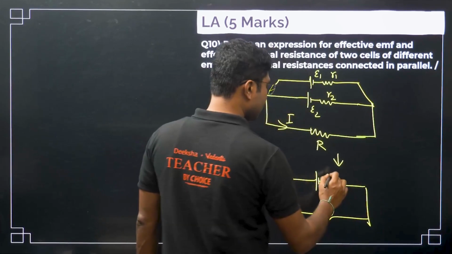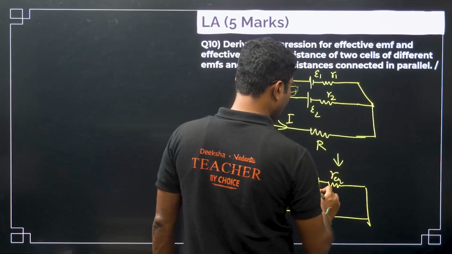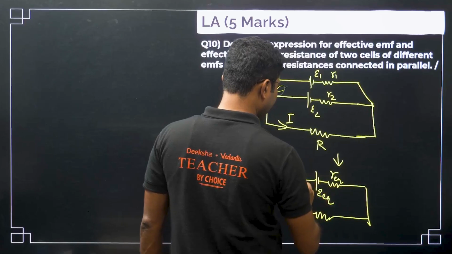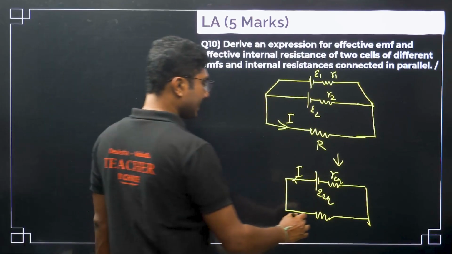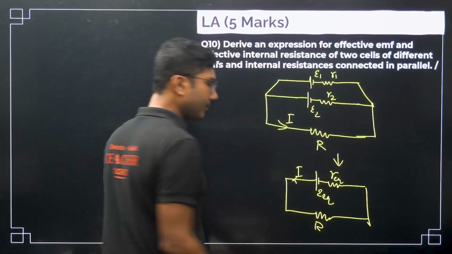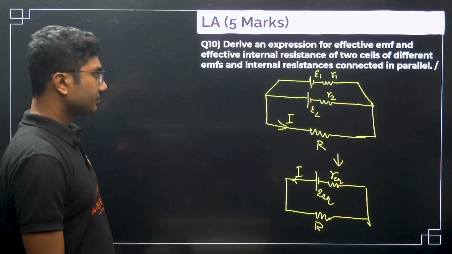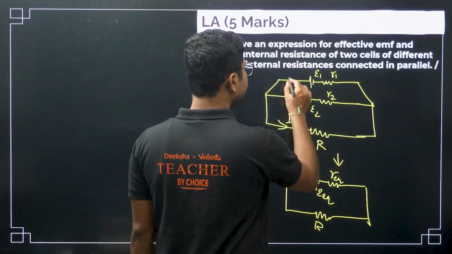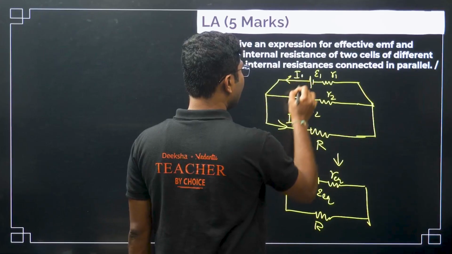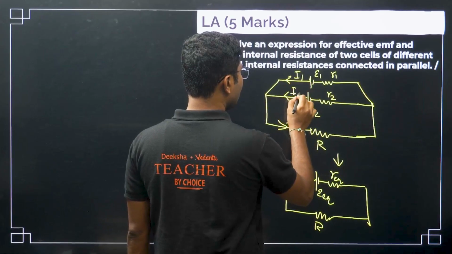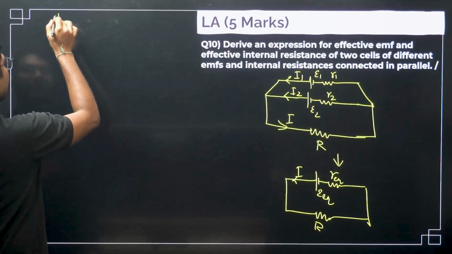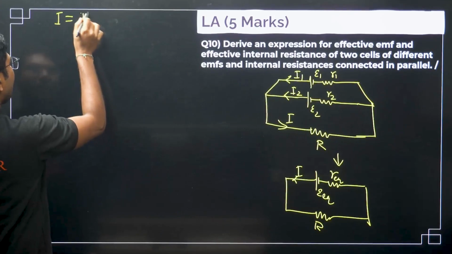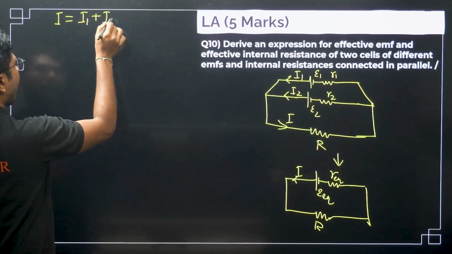Now what is good about the equivalent? The current in the circuit should be the same. Okay, the current through the circuit should be the same. That is the main thing about an equivalent circuit. Now say the current passing through this is I1, and the current passing through this is I2. Okay, so from Kirchhoff's current law, we can say I equals I1 plus I2.